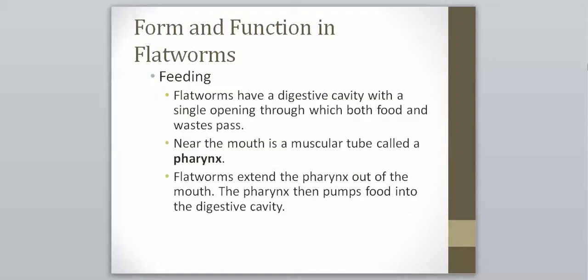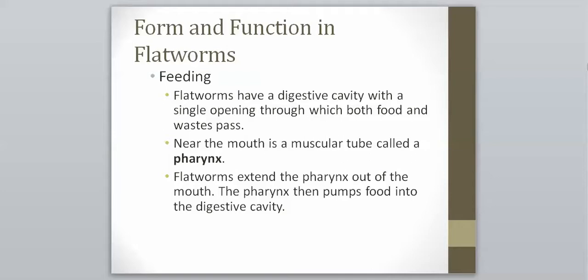Getting into each one of our essential functions, we're going to start with feeding. Flatworms have a digestive cavity with a single opening through which both food and waste pass. So they're similar to the jellyfish or the cnidarians in that aspect. They have one hole where food comes in and waste goes out.